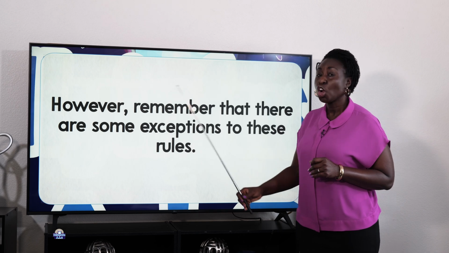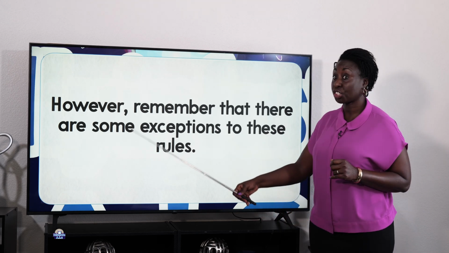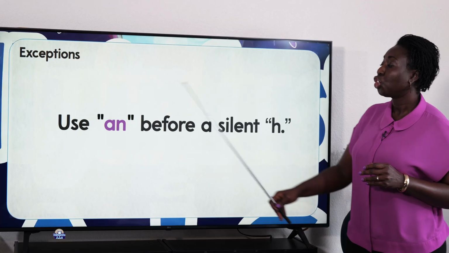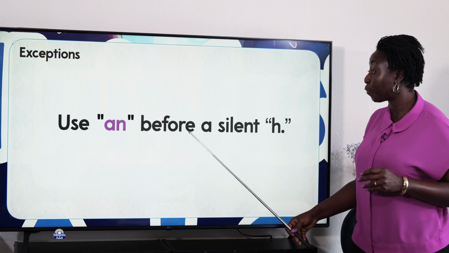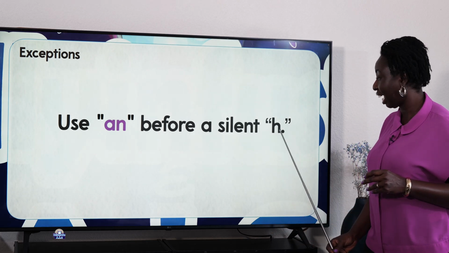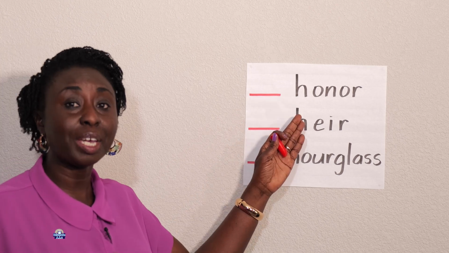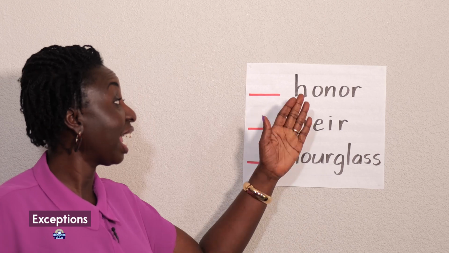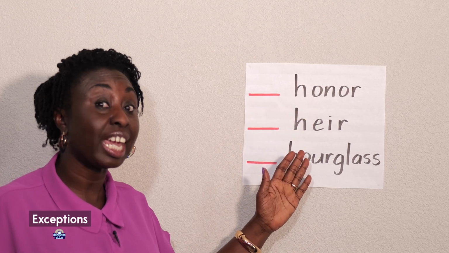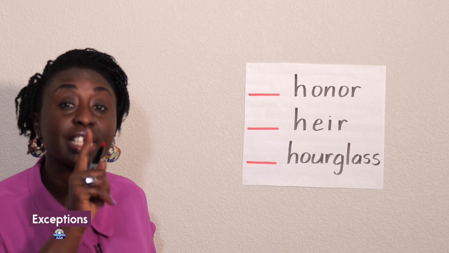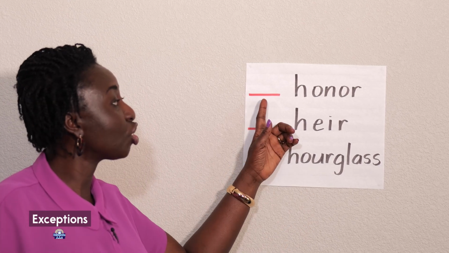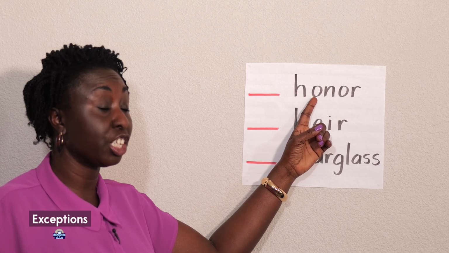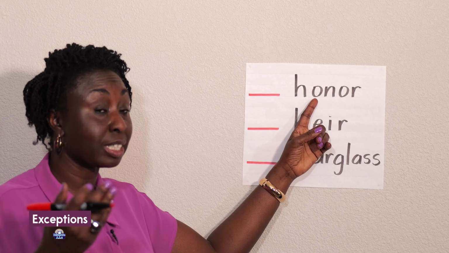However, remember that there are some exceptions to these rules. Use an before a silent H. Now, here we have some words with the letter H. And all of the H's in these words are silent. And as you can see, there's a vowel after the H. It produces a vowel sound.